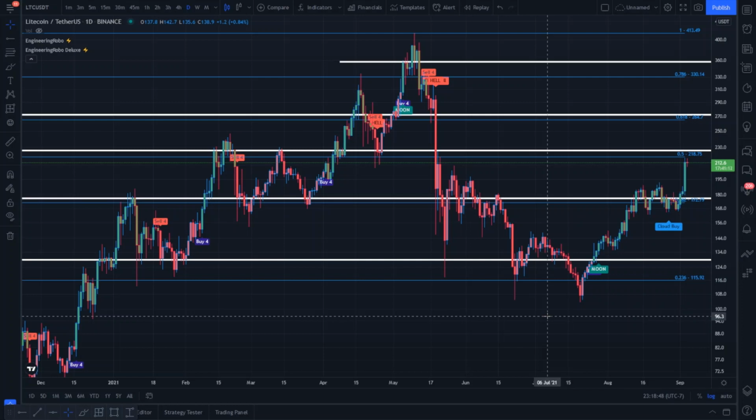What's really going on with Bitcoin, crypto, and currency. Currently looking at Litecoin against USDT. We're assessing some of these key technical aspects of price action moving forward. We're looking for the key areas of support and resistance. We're looking at what EngineeringRobo thinks of Litecoin at current levels.